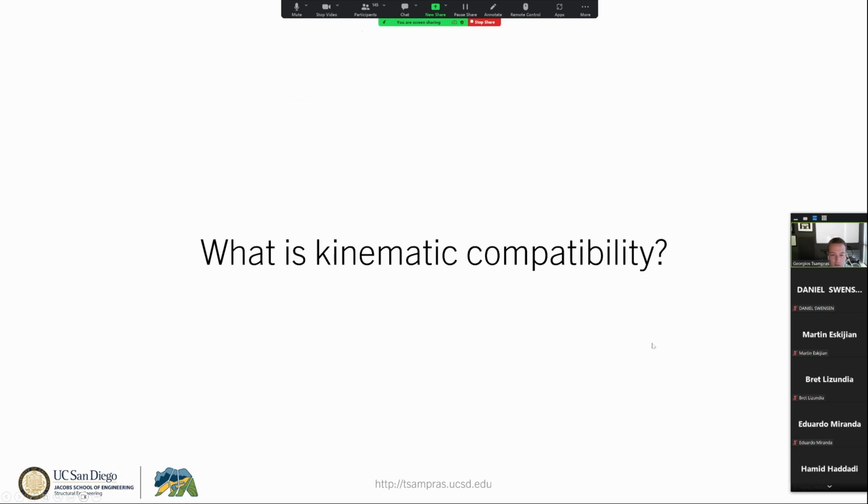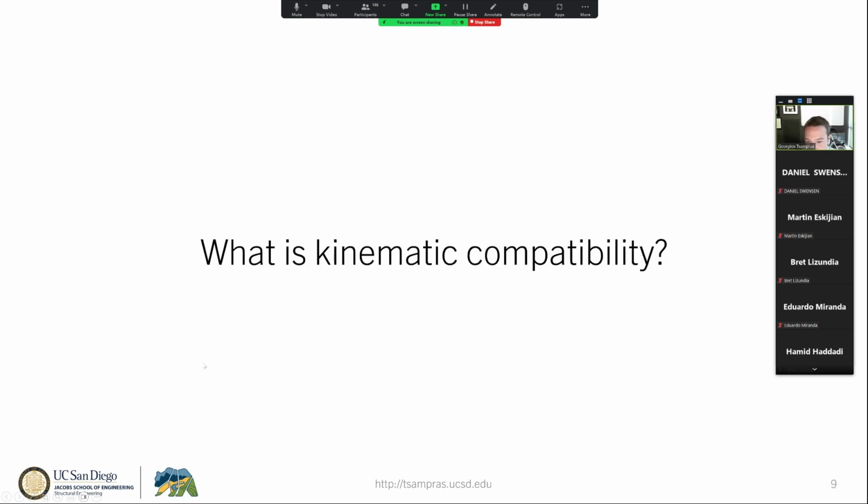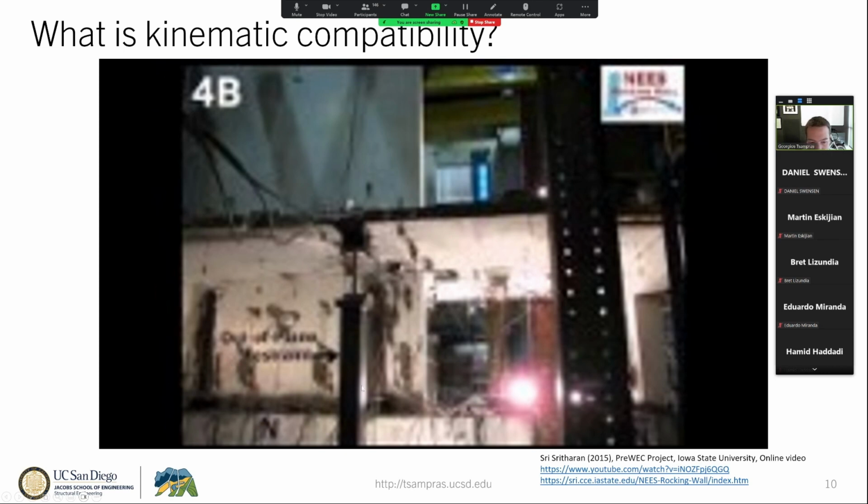And when I say kinematic compatibility, I tried to find something that could help us understand further, and I hope you can see my screen. Okay, so, well, this is a video that doesn't want to play for some reason. I'll skip. This is a test conducted by Professor Sritharan at Iowa State that was showing the effect of kinematic compatibility, but unfortunately my PowerPoint does not respond.